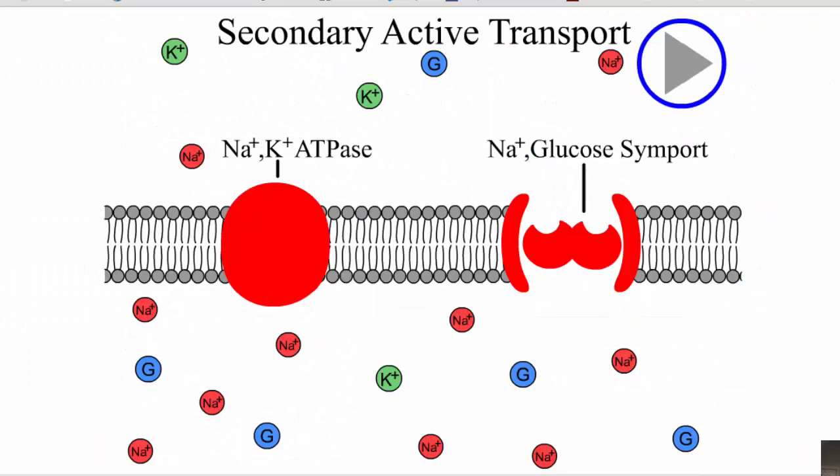All right, so here's an animation looking at secondary active transport. So this is a type of active transport. We have an enzyme here. How do we know it's an enzyme? Oh, it ends in -ase. So this is a sodium potassium ATPase. And this is a sodium glucose symport.